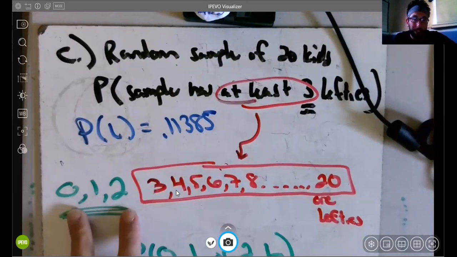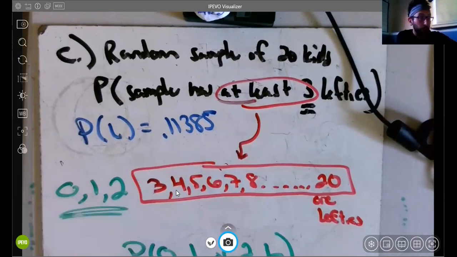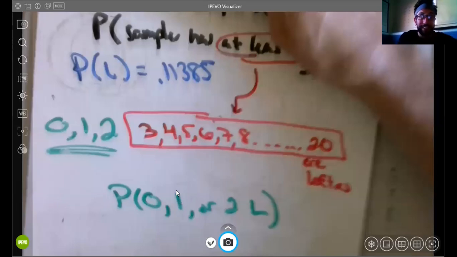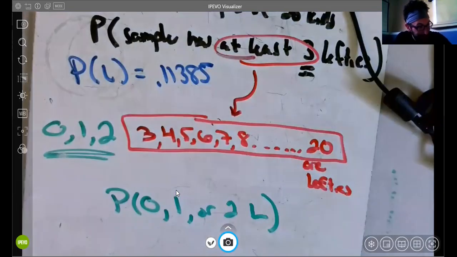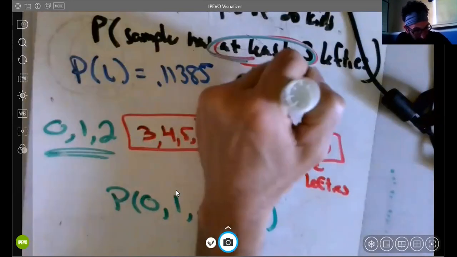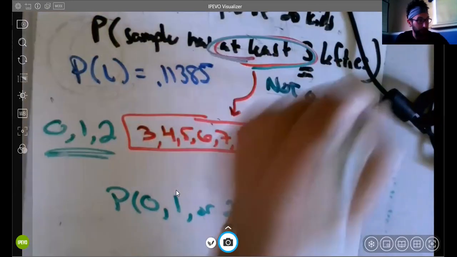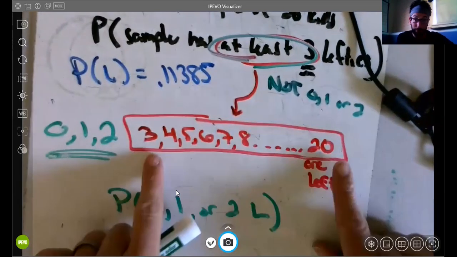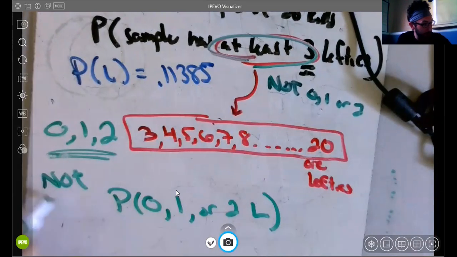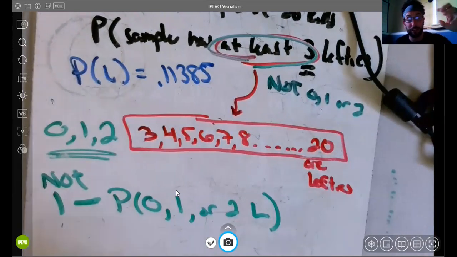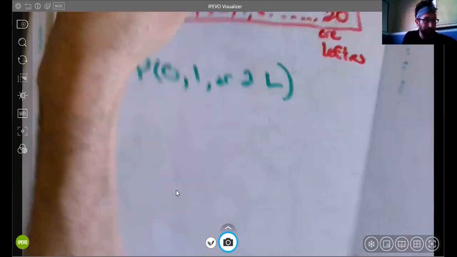but at least 3 is not 0, 1, or 2, right? At least 3 is everything else. So at least 3 is the same thing as not 0, 1, or 2. That's what we're seeing in this list. At least 3 is literally everything except 0, 1, and 2. So not 0, 1, or 2, which means we're going to subtract. Now, to get the probability that there's exactly 0 lefties or 1 lefty or 2 lefties, that's doable.